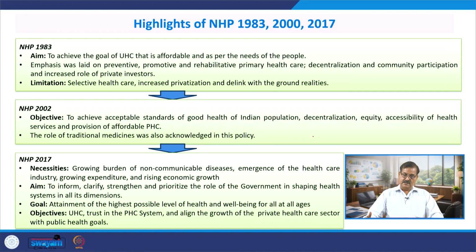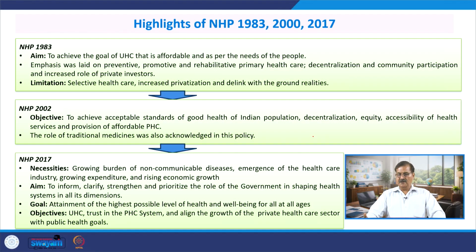As I told you earlier, so far, three national health policies have been formulated. First was in 1983, second was in 2002, and third was in 2017. So we can also discuss key aspects of the first two policies. One is the 1983 policy, whose aim was to achieve the goal of universal healthcare services that is affordable and as per the need of the people.